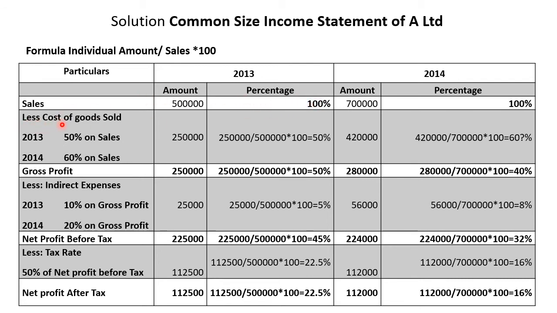Next is cost of goods sold. I'll be calculating the percentage of cost of goods sold. The formula says individual amount. Here the individual amount is 2,50,000. 2,50,000 divided by sales value. The sales value is 5 lakh. So 2,50,000 divided by 5 lakh into 100, I get a percentage of 50%. That is how the calculation is done in common size income statement.